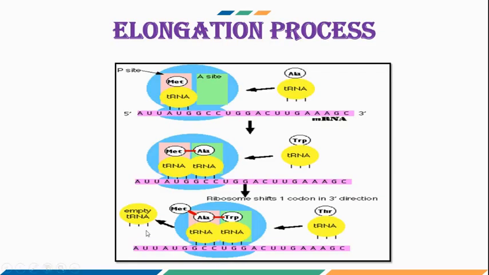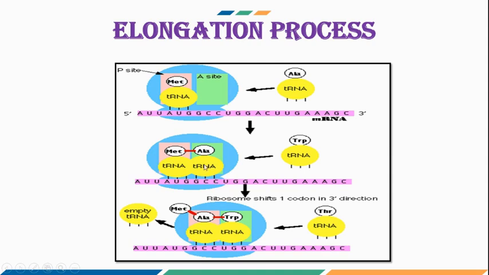This is depicted in the diagram. This is the mRNA from 5' to 3'. Then the smaller subunit of the ribosome, and the larger subunit. Here is the P site and the A site. In the P site, there is the first formyl methionine tRNA. The A site is empty. The second amino acid tRNA enters into the A site.